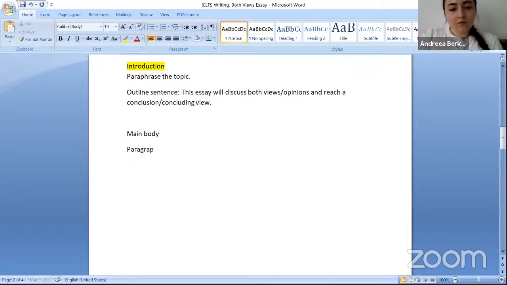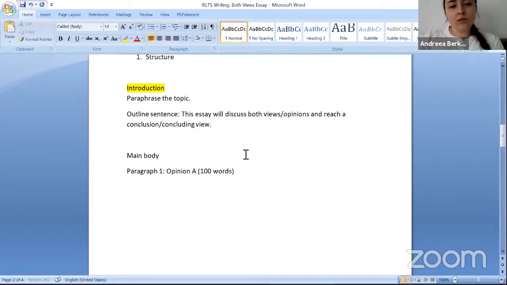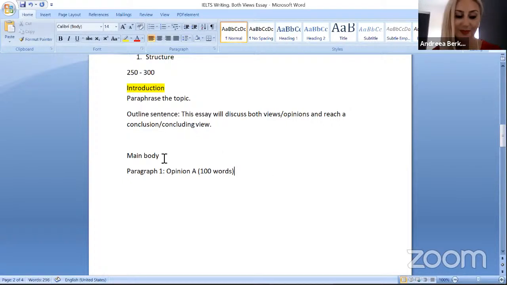Yeah, so paragraph 1, opinion A, let's say. We have opinion A and opinion B. This paragraph should be around 100 words. Because as you know, the minimum number of words is 250 and maximum should be 300. 280 is like perfect if you can write this amount of words.